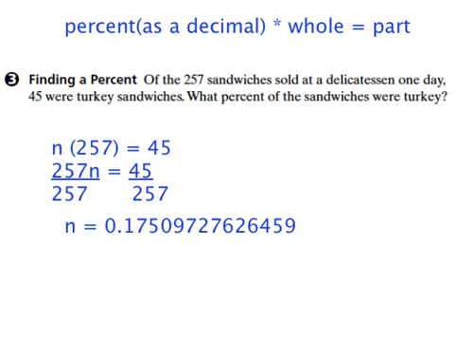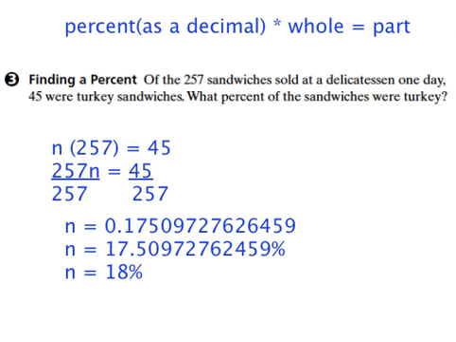Well, this is the decimal form of the percent. So we have to rewrite our answer as a whole number after we've moved the decimal point 2 places. If we move the decimal point 2 places to the right this time, we have 17.5. Well, 17.5 rounds up to 18%.